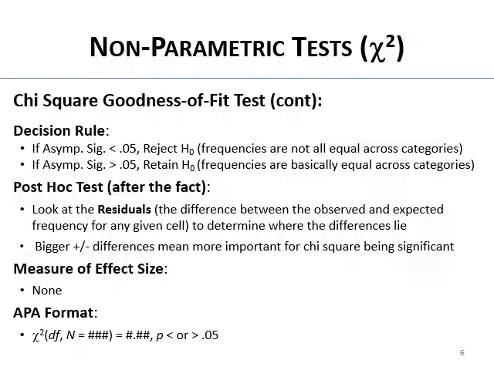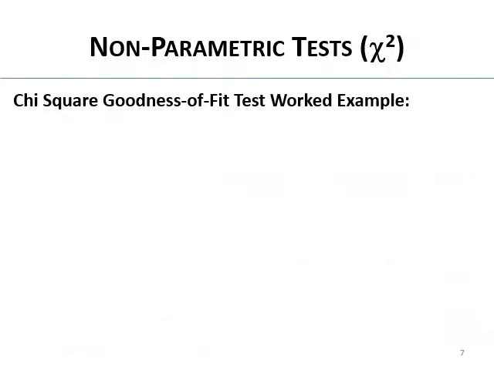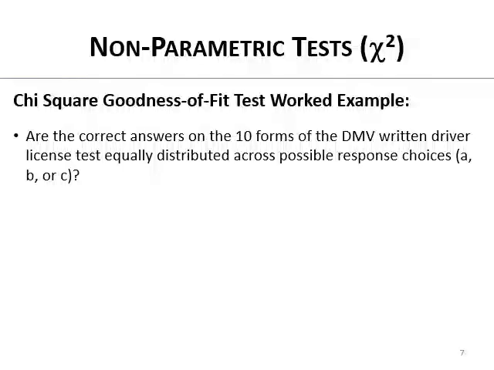APA format, chi-square, you can use x squared if you can't find the symbol when you're writing it up, but basically there it is: degrees of freedom, total sample size is n, chi-squared to 2 decimal points, p less than or greater than 0.05. All right, pretty straightforward. Let's go ahead and do one of these.